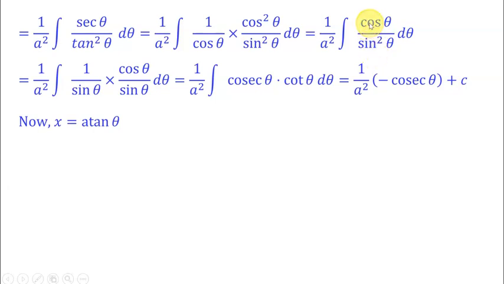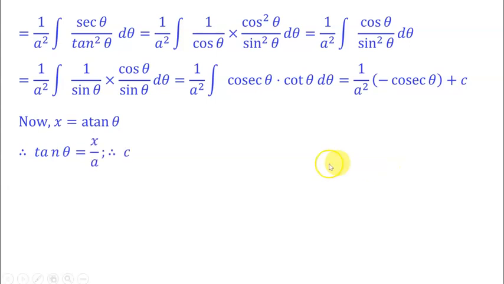This can again be written as 1 upon sin square written as 1 upon sin theta into cos theta upon sin theta. Therefore, 1 upon a square integral 1 upon sin theta into cos theta upon sin theta, and this is nothing but 1 upon a square integral cosec theta cot theta d theta, and its integral is minus cosec theta plus c.